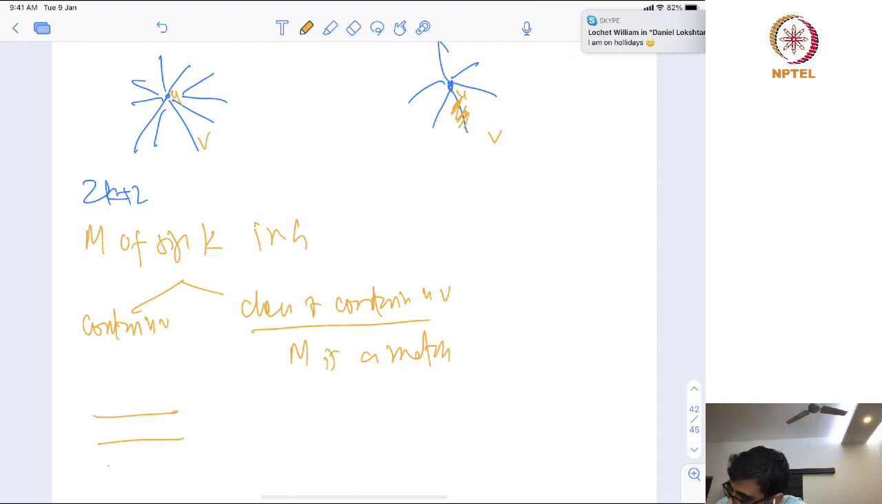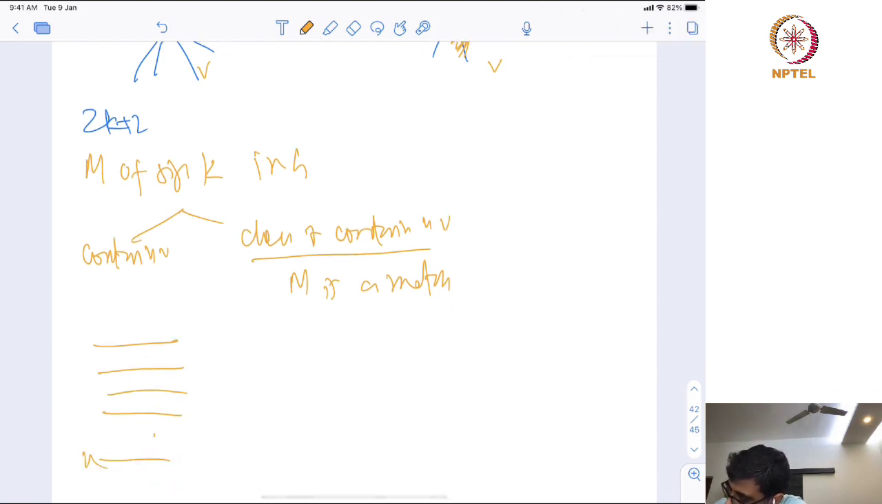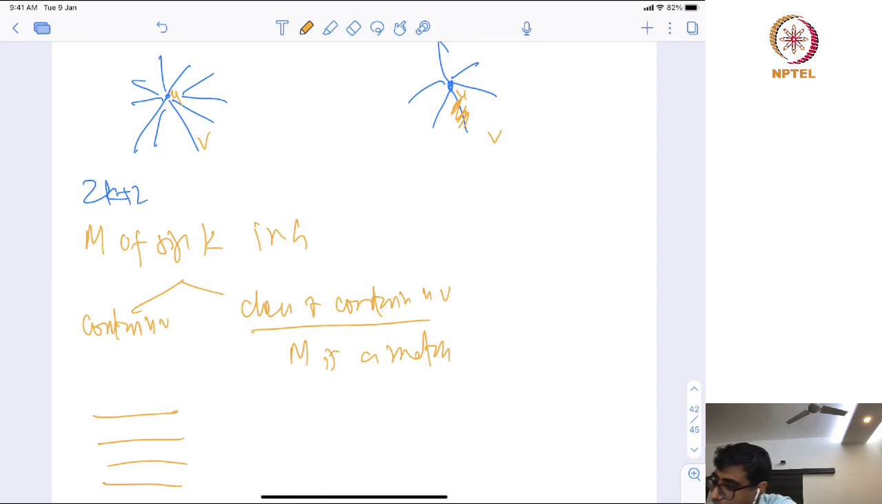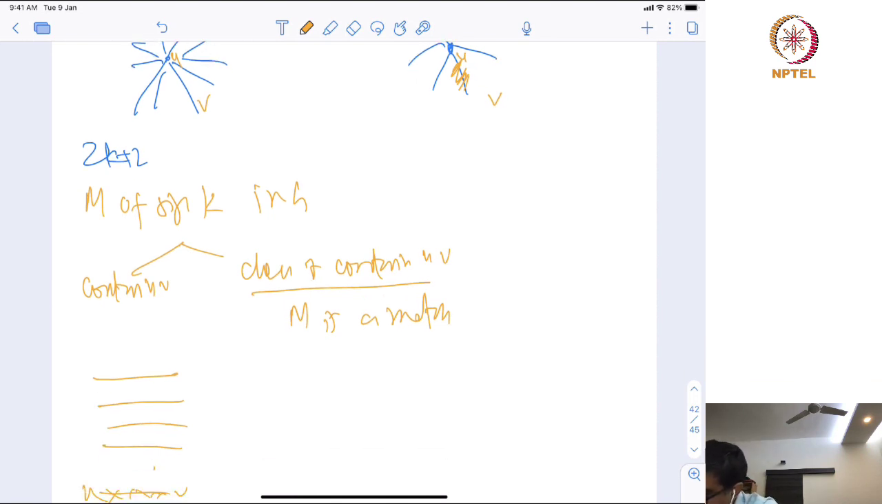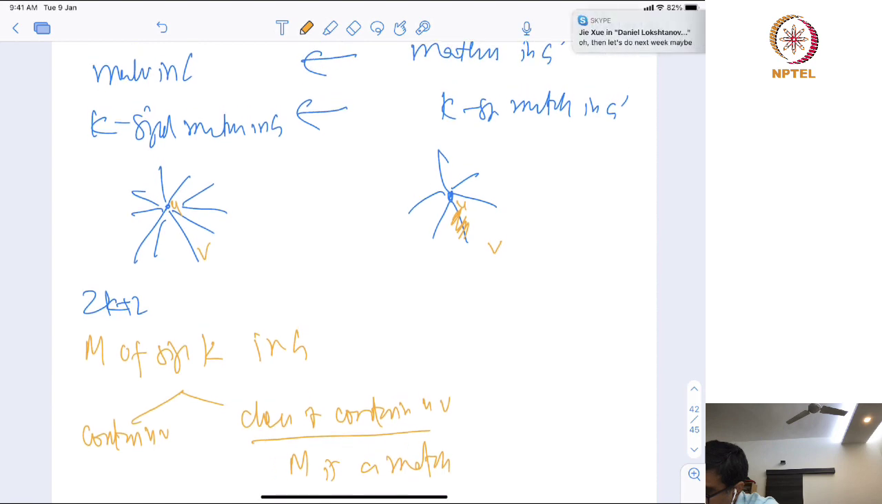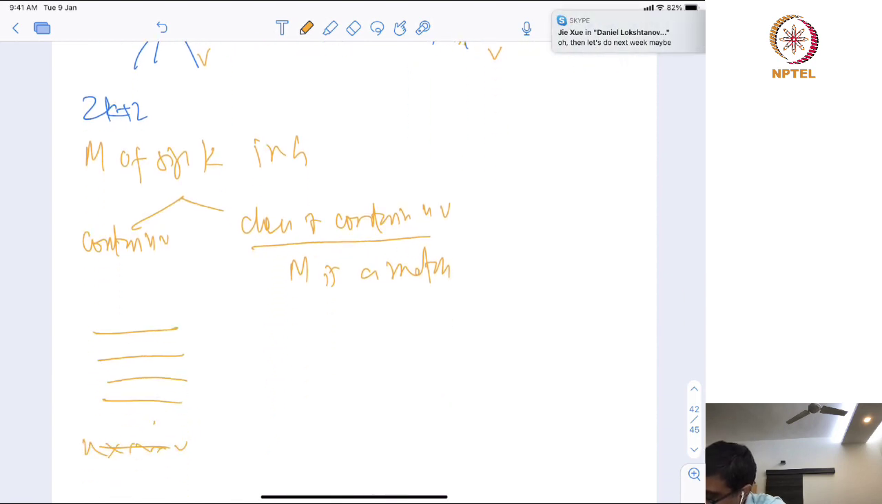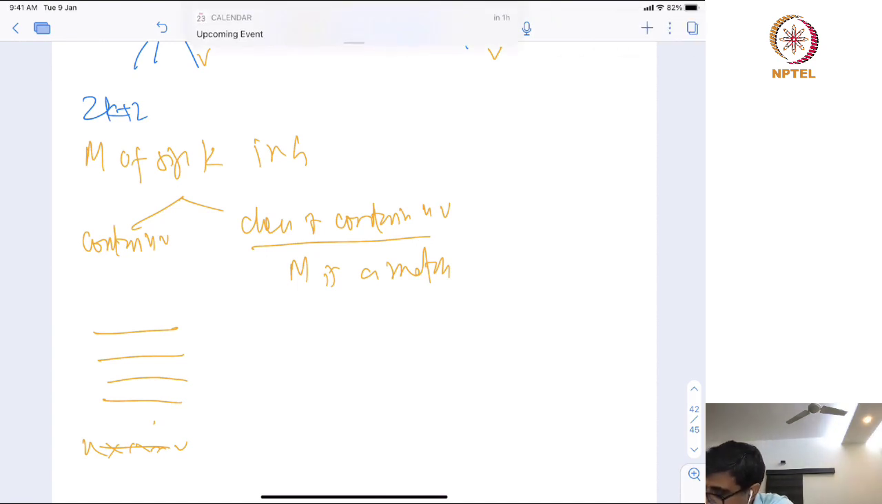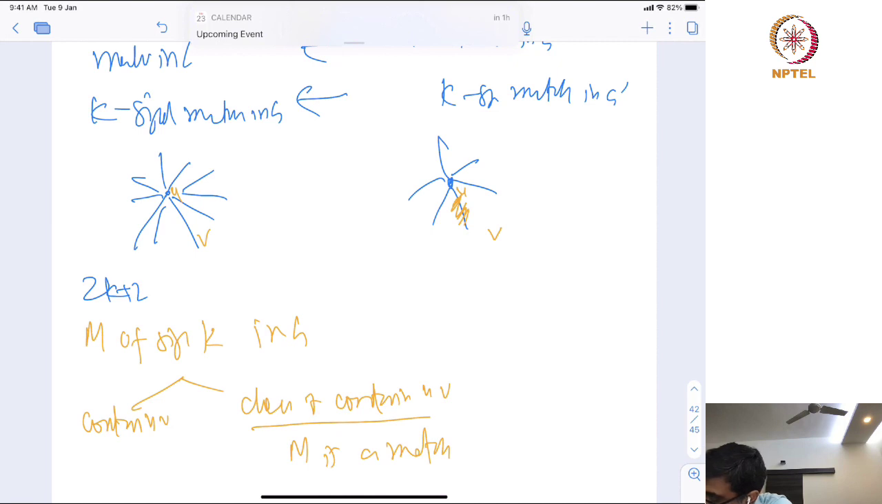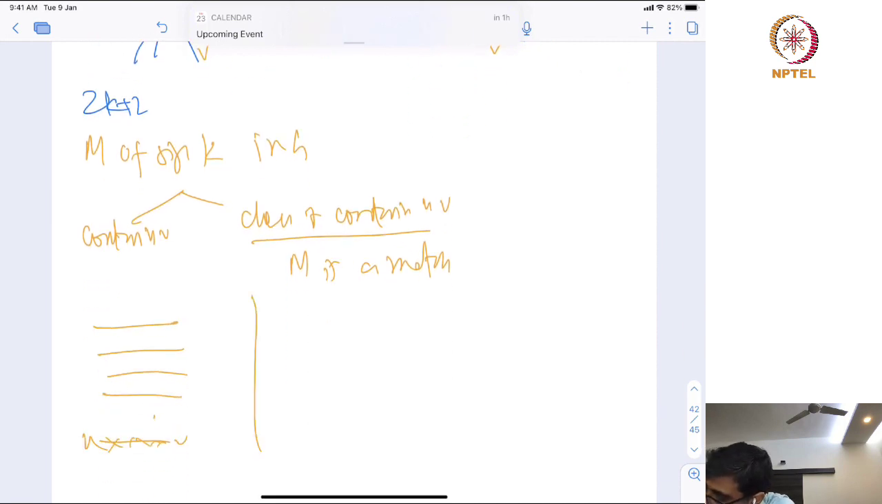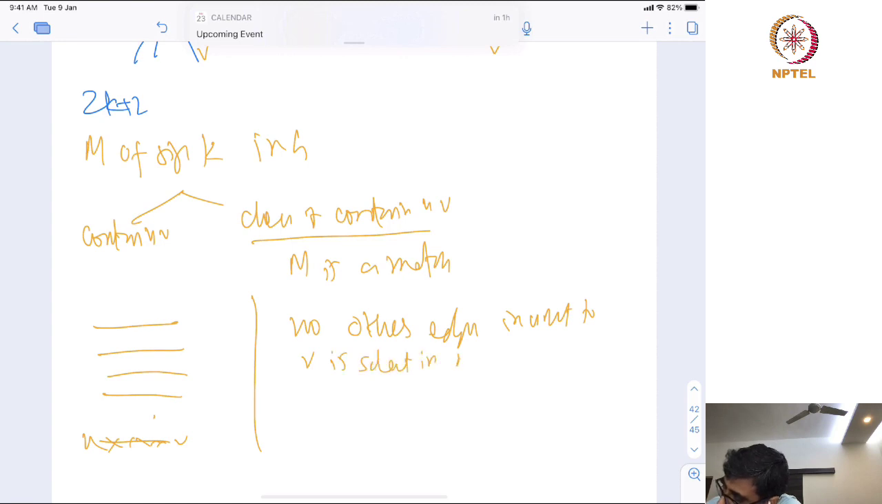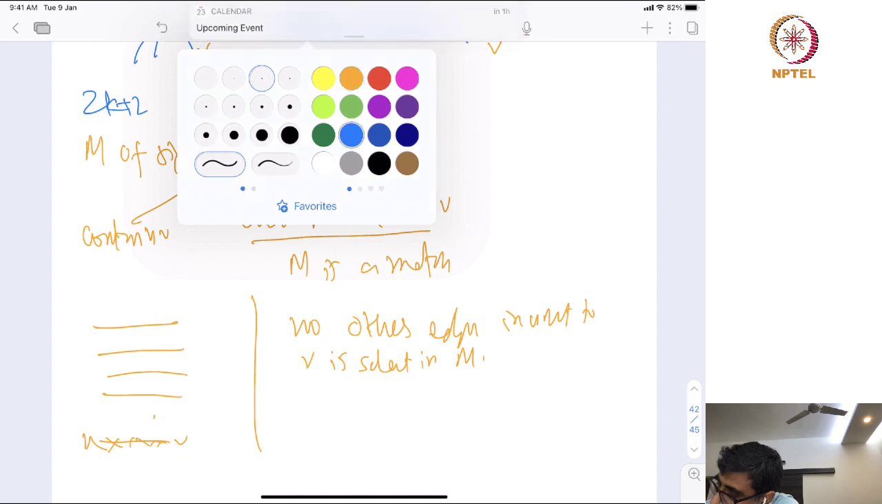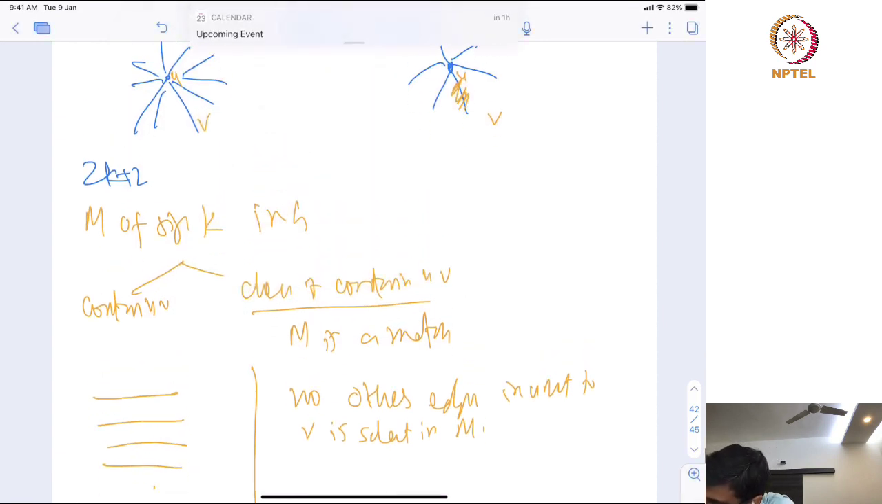If M contains u v, look at this u v. Let us delete this u v. Now, because you delete u v, what happens? Because it contained edge u v, you know that no other edge incident to v is selected in M, fine. Okay. Now, let us look at this u1 v1.